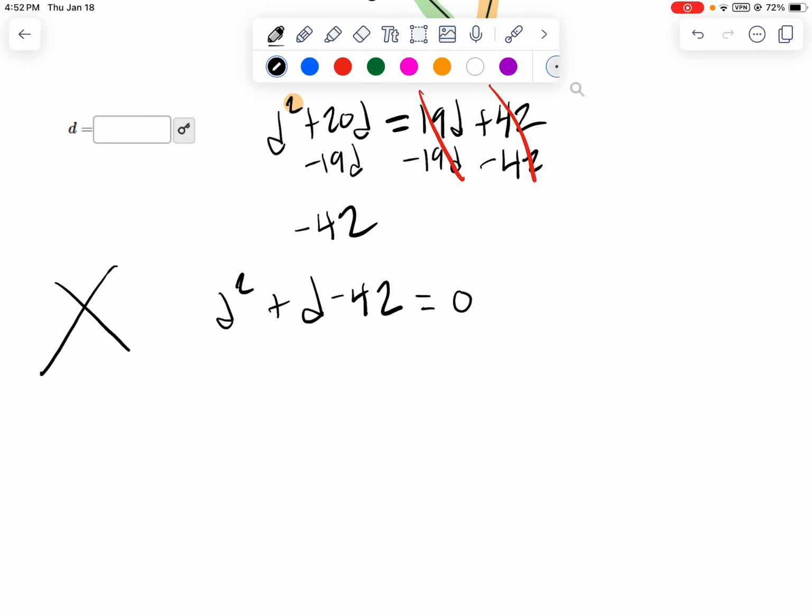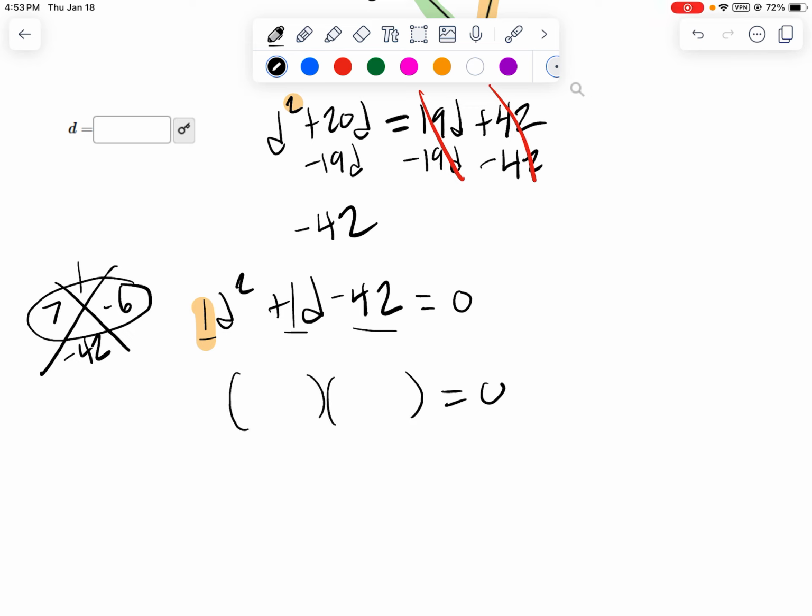For factoring, we want to add to our middle number, which is a positive 1, and multiply to our first number, 1 times negative 42, which is negative 42. You're looking for two numbers that multiply to negative 42 and add to a positive 1. There's only two numbers that will do that, and that is 7 and negative 6. 7 minus 6 is 1. 7 times negative 6 is negative 42. Because that is a positive 1 at the very front, you can take the two numbers you just found and go straight into your parentheses.